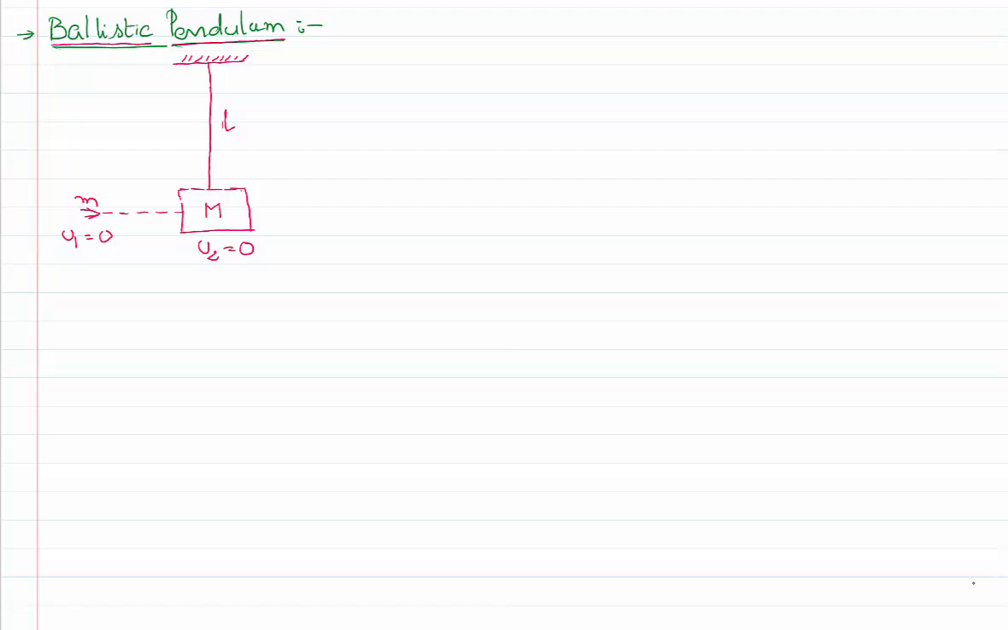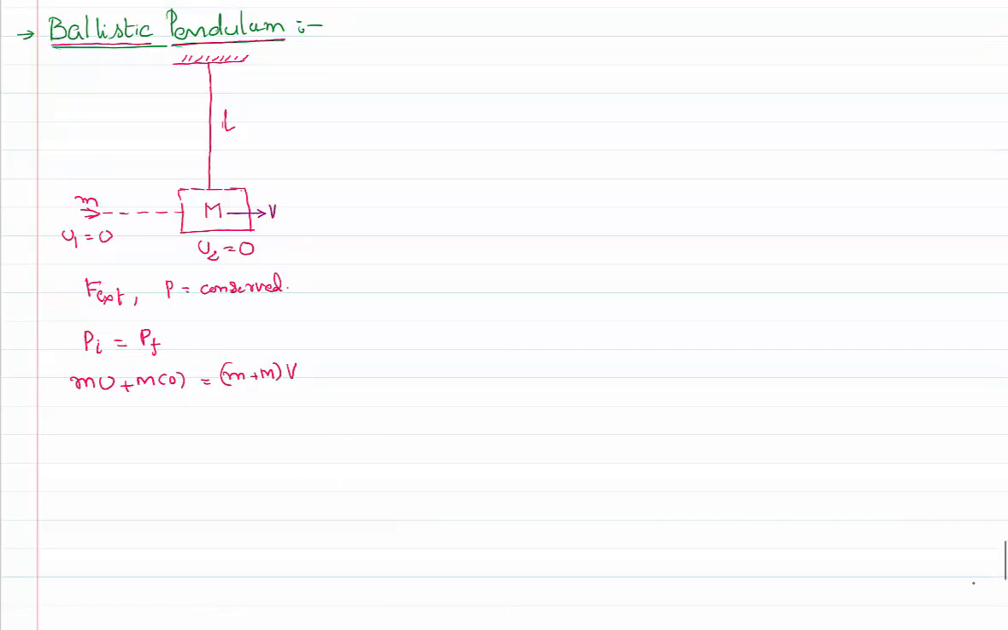Now, as there is no external force acting, we know the linear momentum of the system is always conserved. That means the initial linear momentum of the system is the final linear momentum. The initial linear momentum is the initial momentum of the bullet, mu. The initial momentum of the block is 0 because the block is initially in the state of rest. Let them together move with a common velocity v.